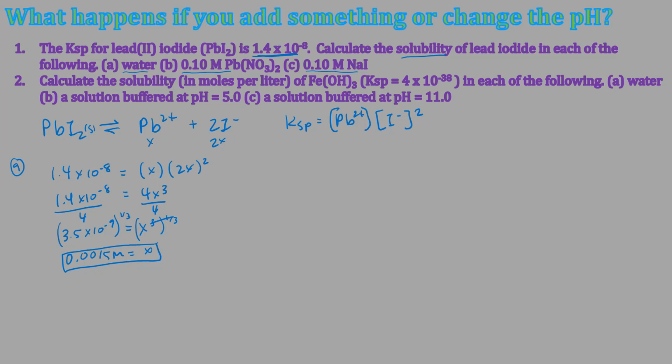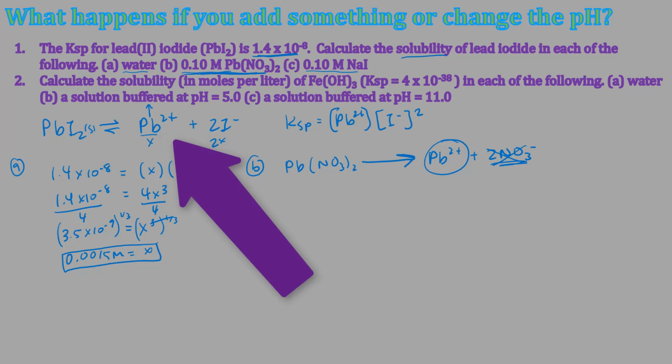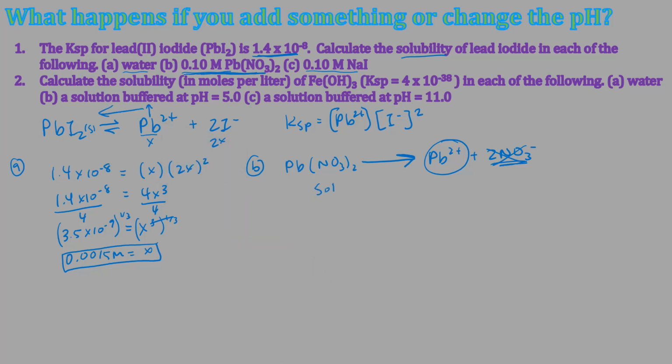Now, B says we're going to have 0.1 molar lead 2 nitrate. So lead 2 nitrate, nitrates are always soluble no matter what. So this completely dissociates into lead 2 and 2 nitrates. Now, nitrate isn't going to affect this, but the lead will because it's part of this equilibrium over here. So if this goes up, it's going to shift back. And so what I'm assuming is going to happen is that the solubility will decrease because it's going against dissolving, right? It's going to form more solid.